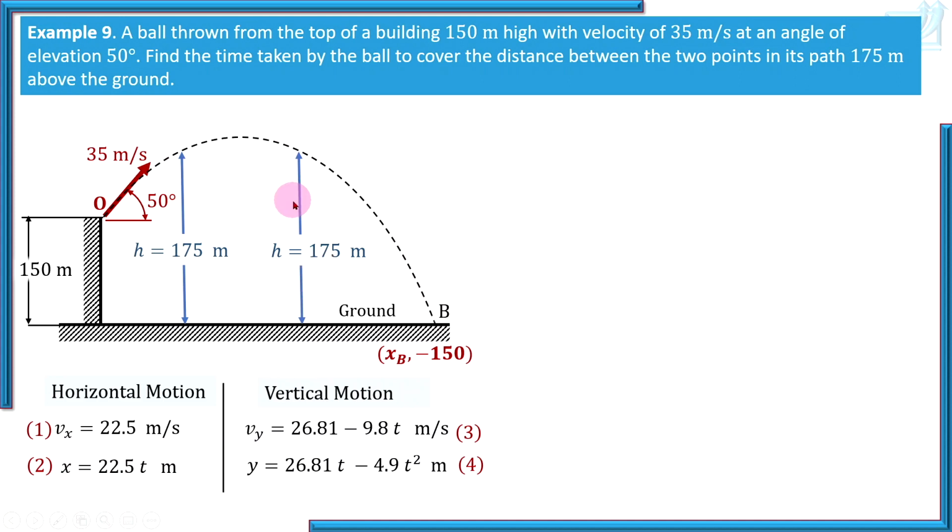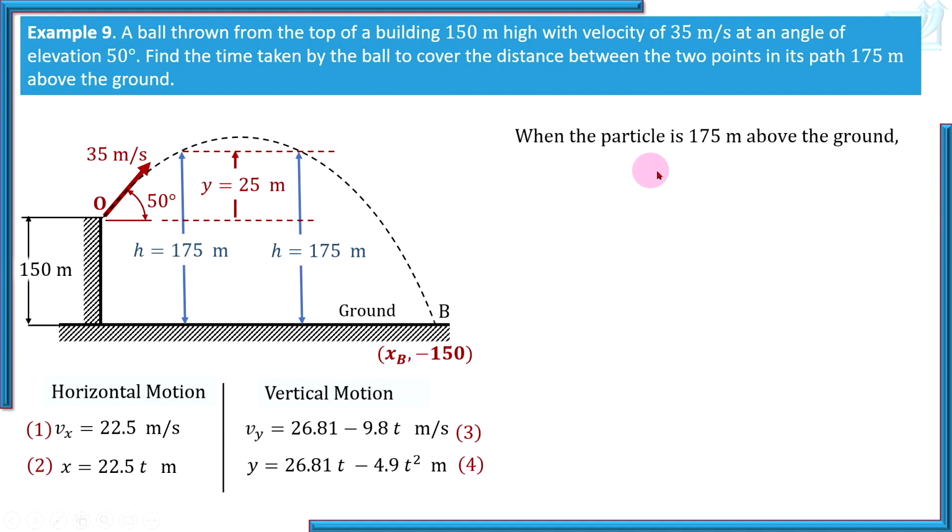Height given means y coordinate given. But remember, height is measured from the ground and y coordinate is measured from the origin. So this is the y coordinate. When the projectile is 175 meters above the ground, its y coordinate is 25 meters. Out of 6 variables, which variable's instantaneous value is known? Use it in the equations of motion. So when the particle is 175 meters above the ground, y is 25 meters. Put it in equation 4 and you get a quadratic equation.